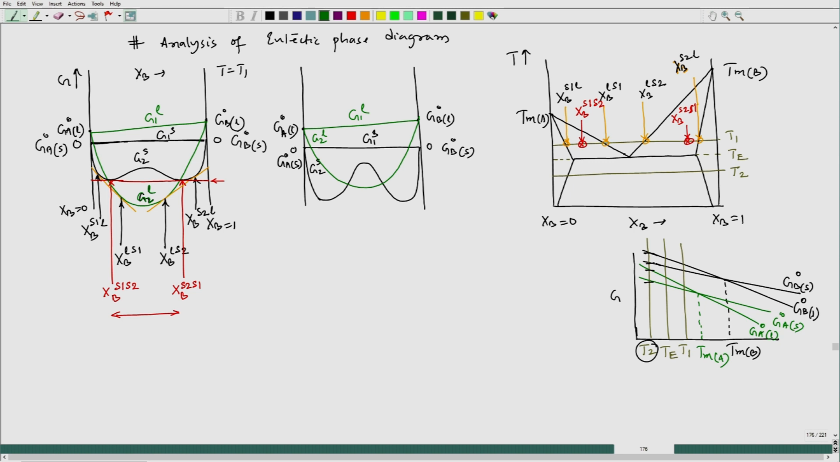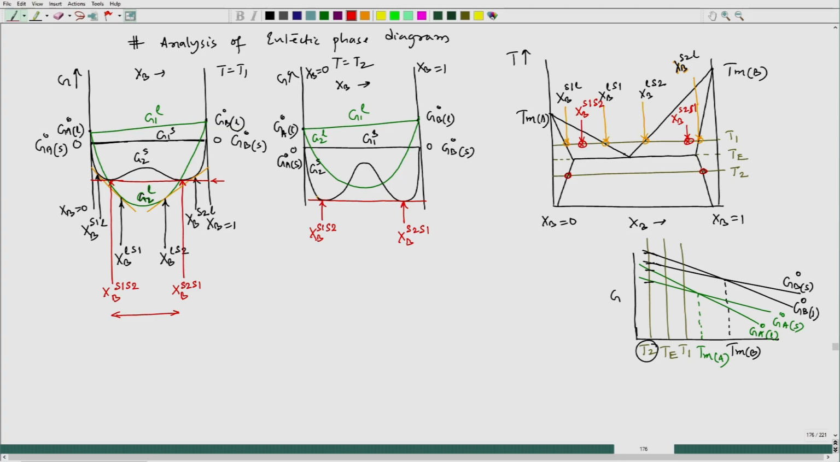Now, if I try to see the common tangent, the red color one is between solid 1 and solid 2. This is XB of solid 1 in equilibrium with solid 2. This is XB of solid 2 in equilibrium with solid 1. And remember, we are drawing it at temperature T2. And XB is varying this way. This is XB equal to 1, XB equal to 0. Fine. So, these two compositions are marked here.